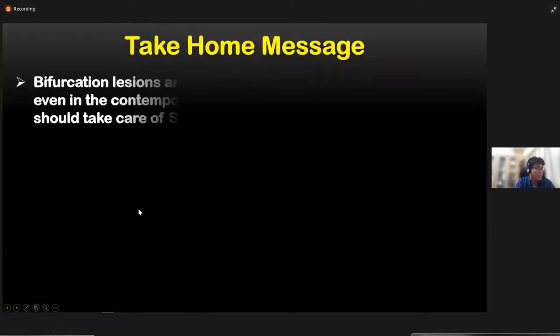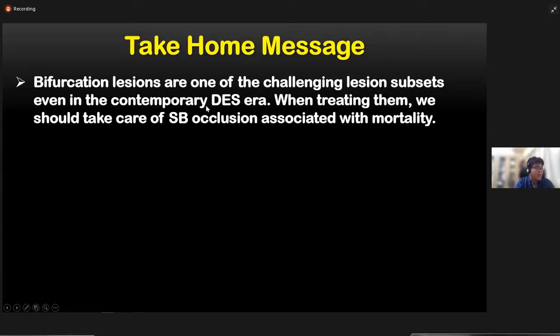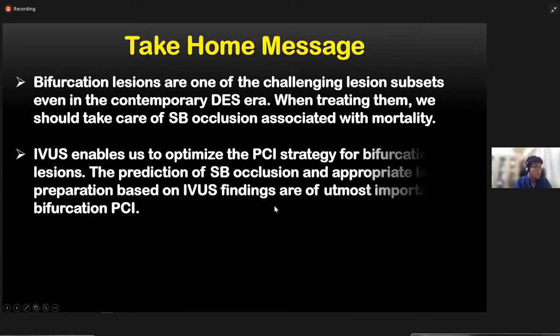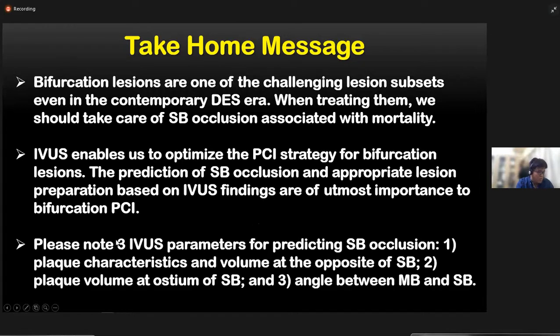So this is a take-home message. Bifurcation regions are one of the challenging lesion subsets, even in the contemporary DES era. When treating them, we should take care of side branch occlusion associated with mortality. IVUS enables us to optimize the PCI strategy for bifurcation lesions. The prediction of side branch occlusion and appropriate lesion preparation based on IVUS findings are of utmost importance to bifurcation PCI. So please note, this is a key point today.